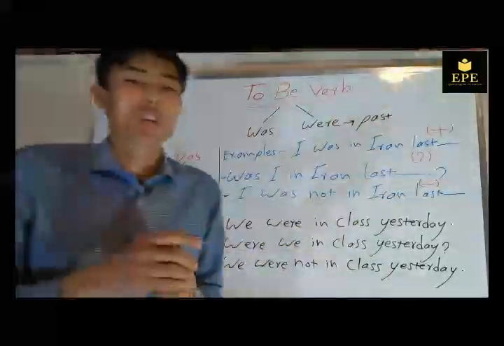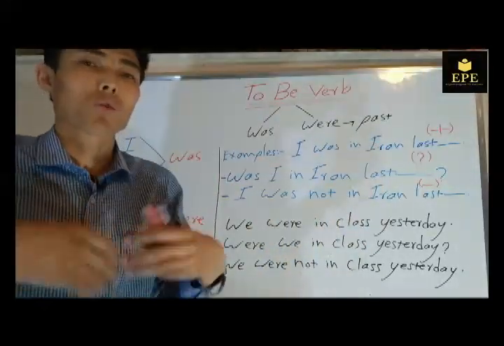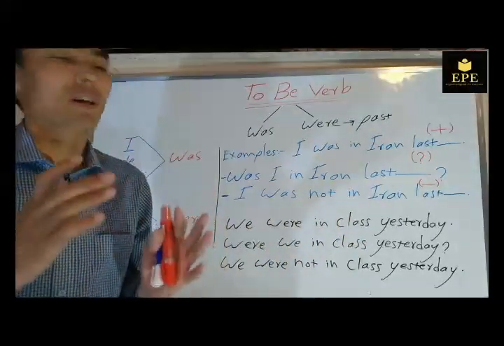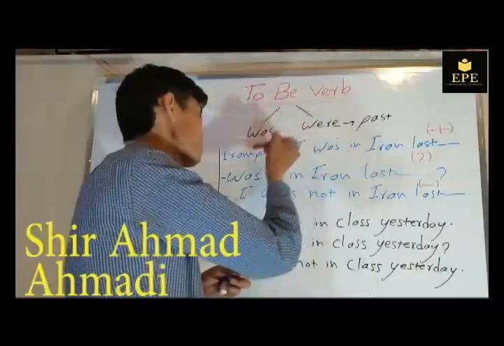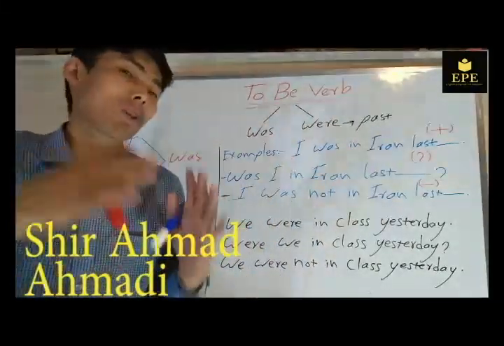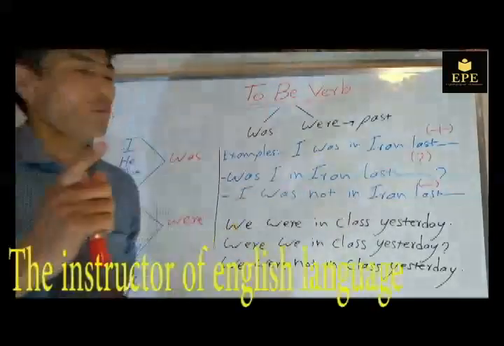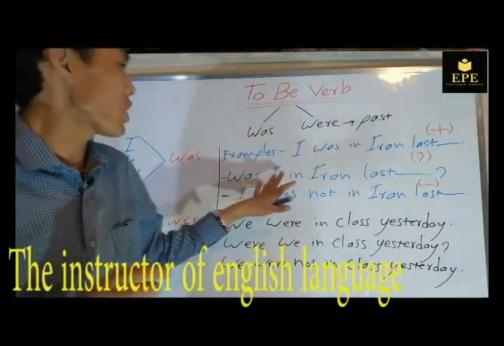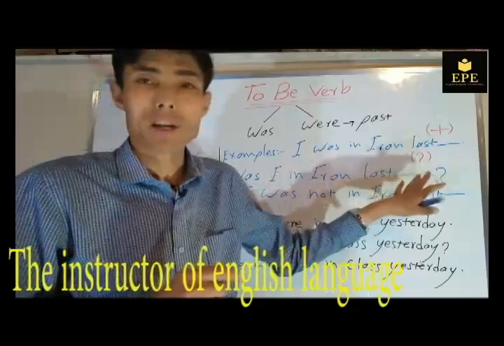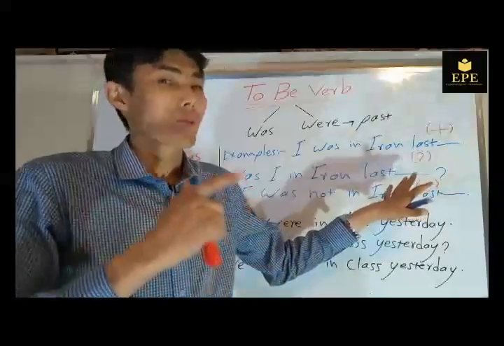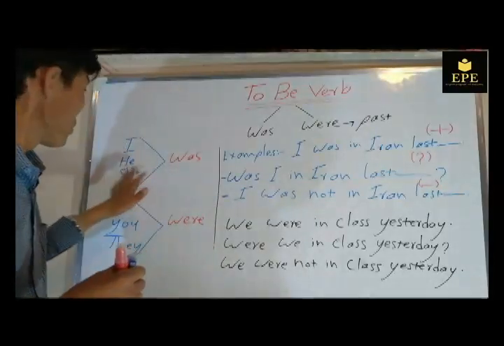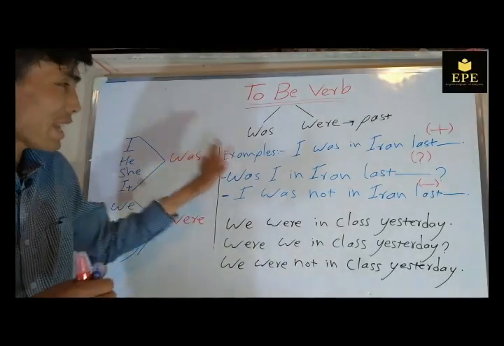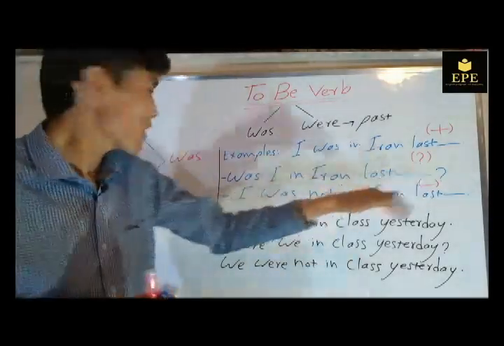If you want to change the positive sentence to a question, it's very easy, because you just bring was to the beginning of the sentence, and it will change by itself to the question form. Like this: was I in Iran last year, last month, last week, whatever you are comfortable with. So for he, was he in Iran last year?